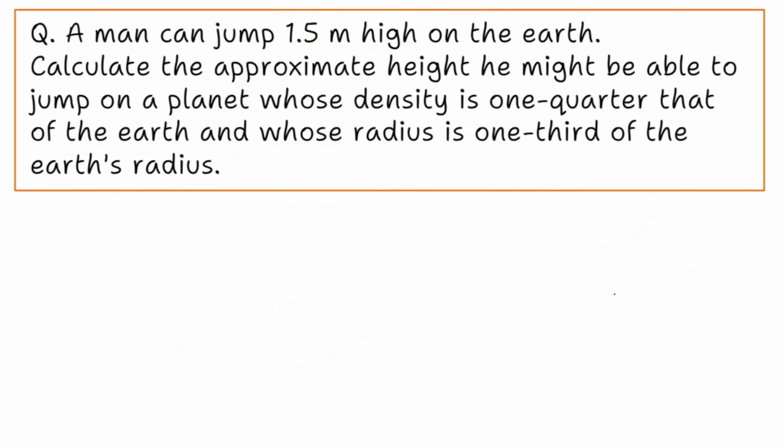There is a small numerical. Just see this. A man can jump 1.5 meter high on the Earth. Calculate the approximate height he might be able to jump on the planet whose density is 1/4 that of the Earth and whose radius is 1/3 of the Earth's radius. Okay. So as per the requirement of the question, this is your solution.